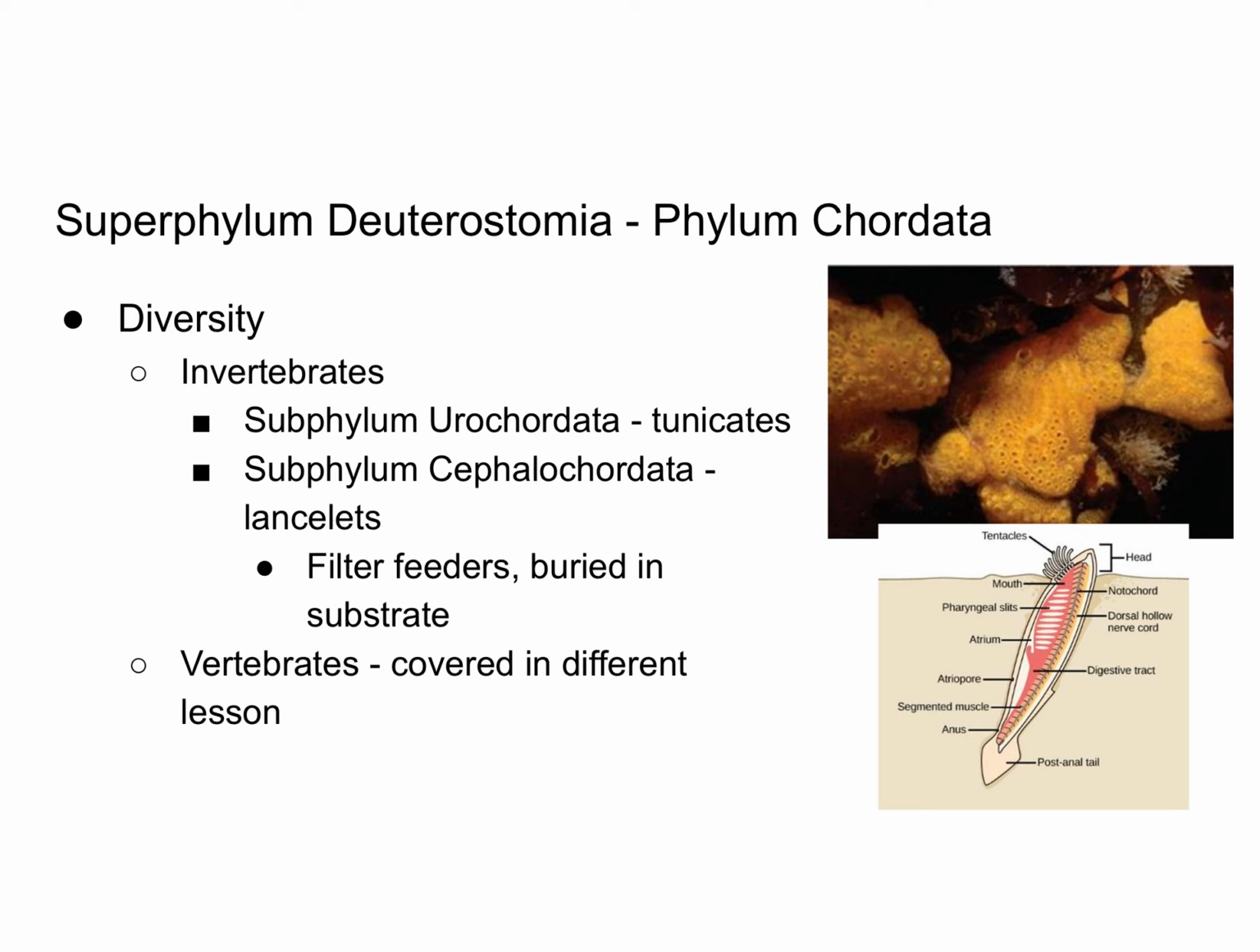As we mentioned before, phylum Chordata includes both invertebrates and vertebrates. So for the invertebrates, some of the subphyla include Urochordata, which are also known as tunicates, and subphylum Cephalochordata, which includes the lancelets. And these are filter feeders that typically stay buried or embedded in the substrate. Vertebrates are also part of phylum Chordata, but we're going to cover them in their own lesson.